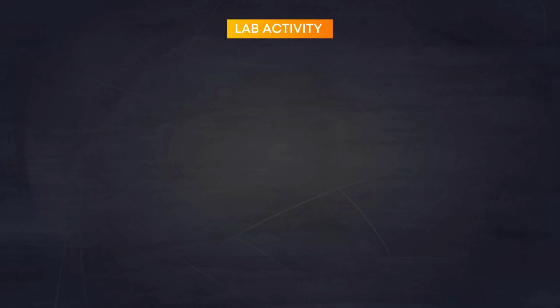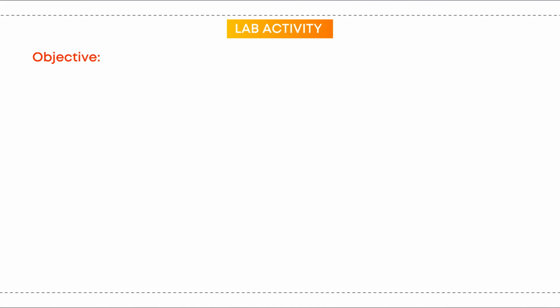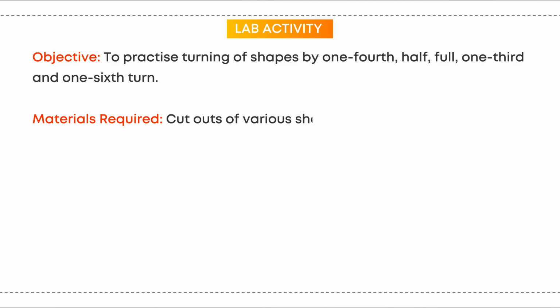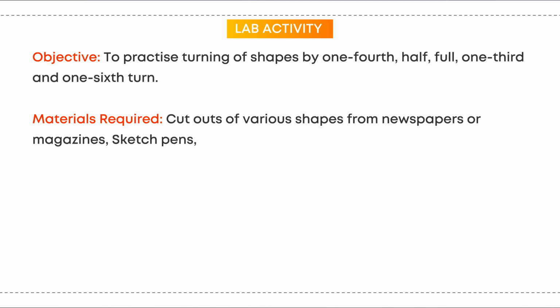Lab activity. Objective: to practice turning of shapes by 1/4, half, full, 1/3 and 1/6 turn. Materials required: cutouts of various shapes from newspapers or magazines, sketch pens, white paper.